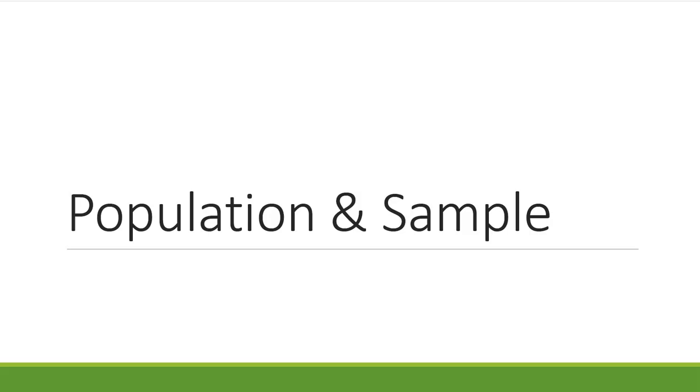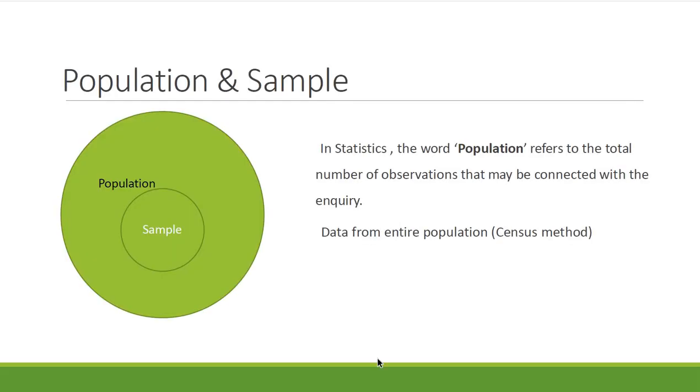In a previous video, we saw the first step in any statistical investigation is data collection. Data may be collected from a population or from a sample. The data may be either qualitative or quantitative, as we have seen earlier. So let us understand the terms population and sample.